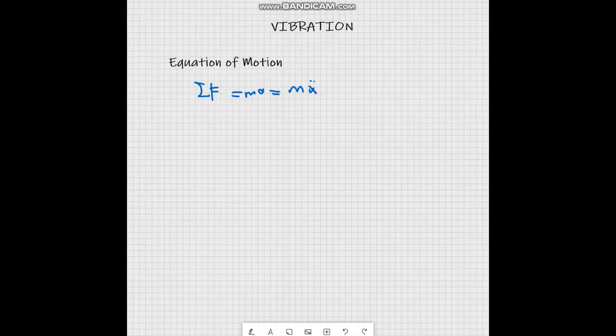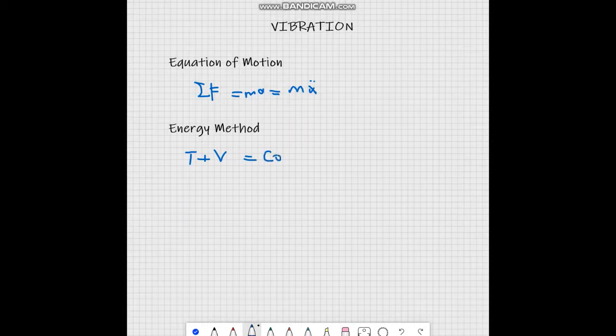So we are gonna use an energy method. In order to set up our equation of motion for a spring, we know that kinetic energy plus potential energy is constant, which is conserved, right?